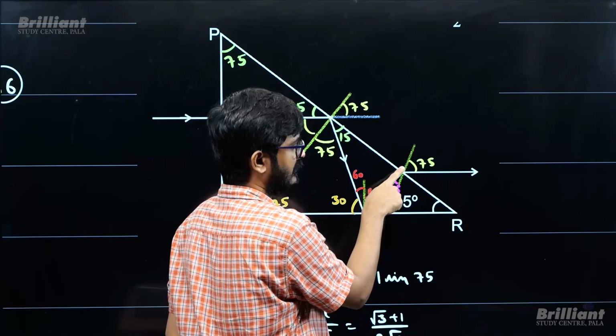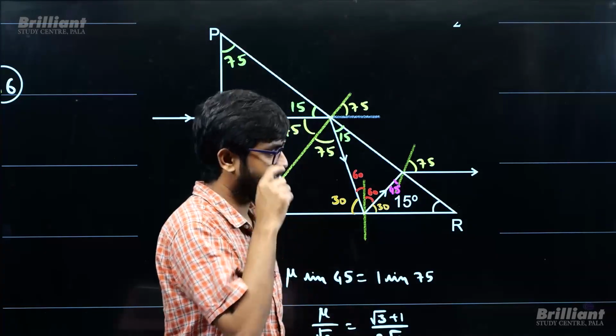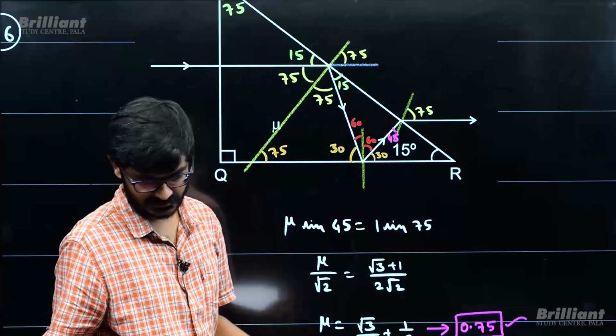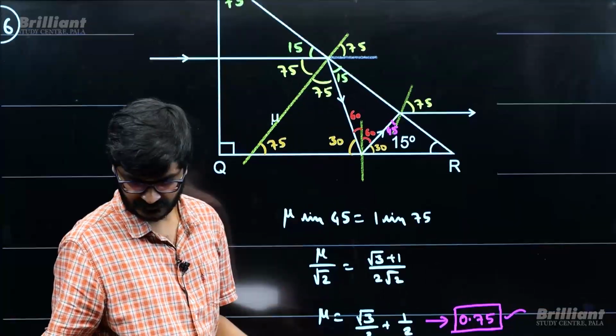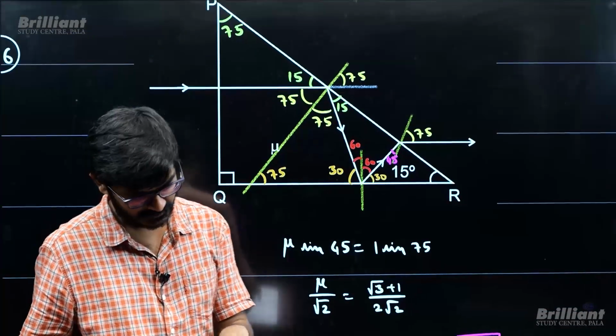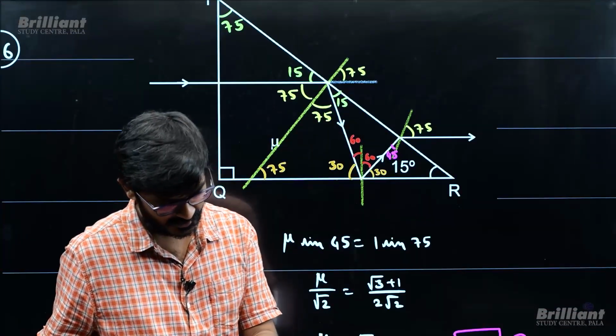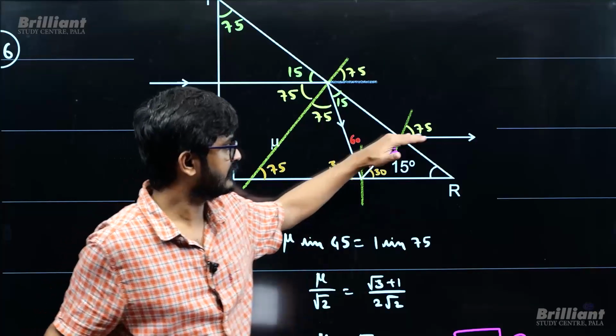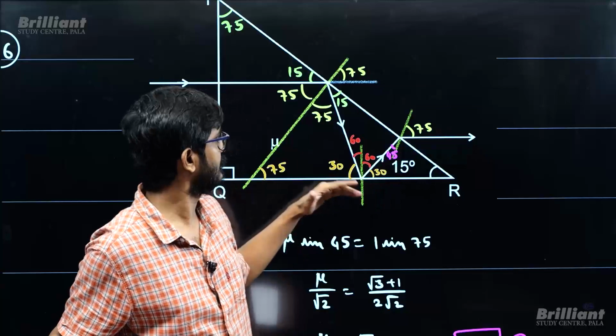If angle of incidence is 45, what will be the angle of refraction? I can use Snell's law. No, they said something like it is also coming out horizontally. It is also coming out horizontally, right?